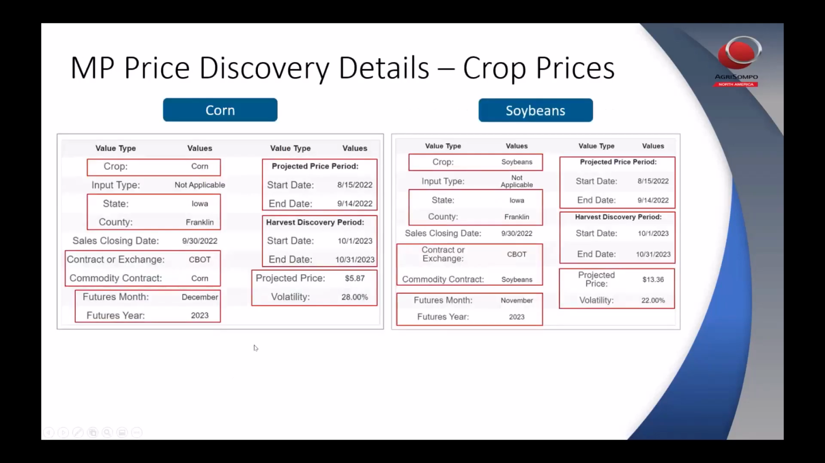And you can see here, we identify the corn and soybeans. You can see the discovery period is between 8/15 and 9/14 for both corn and soybeans. So it gives you an earlier indication of what the projected price is going to be to establish the liability, the expected revenue. And so you can make your decision now because it is a 9/30 sales closing date. The September WASDE report. It's really nice to have that averaging period going on right now, in my opinion.